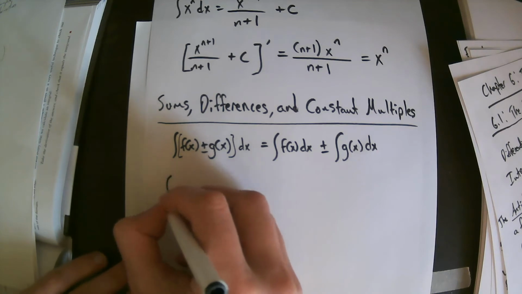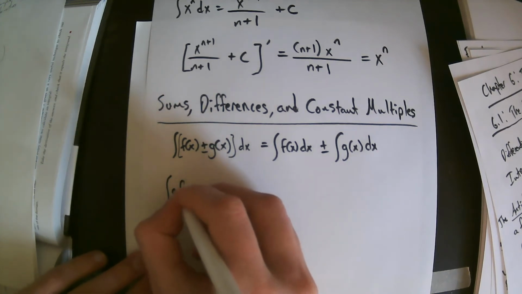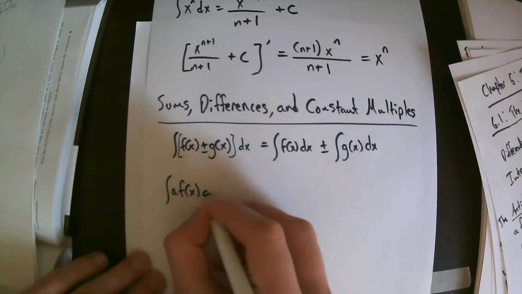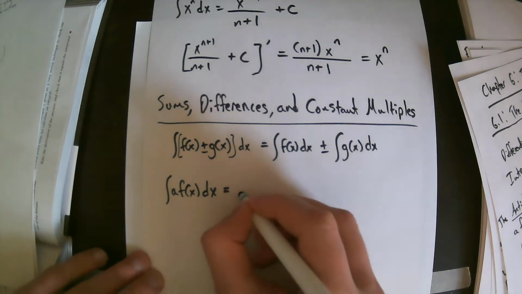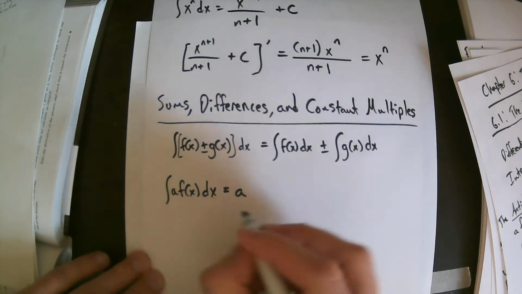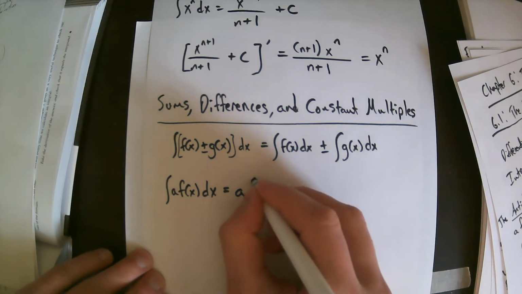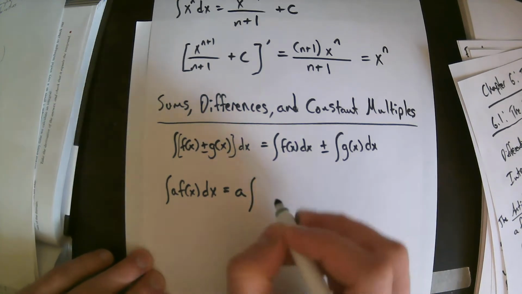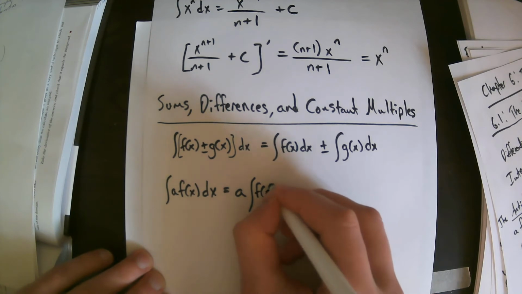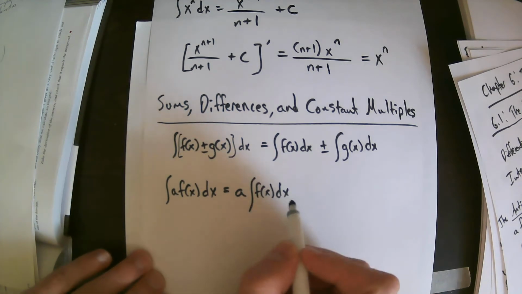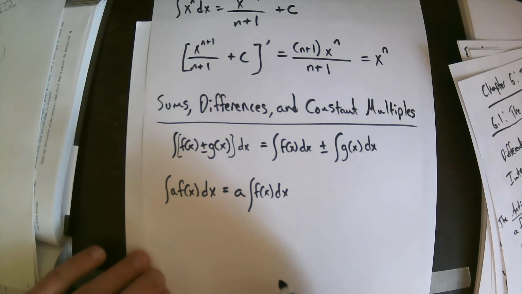If I have some number a times a function of x, I can just store that constant multiple out front, just like I would do with a derivative, right? Just take the derivative of the function of x. Same thing here. Just take the integral of the function of x and attach that number back on in the end.